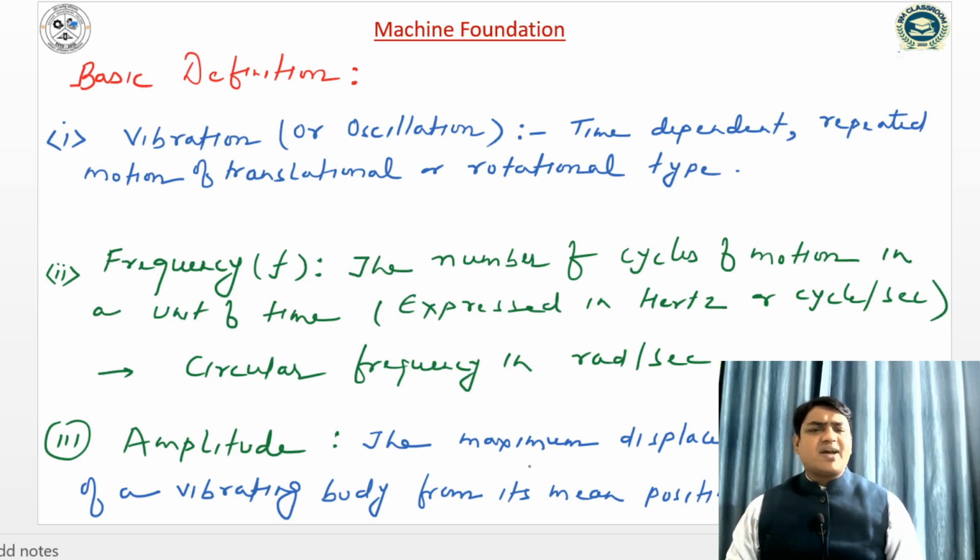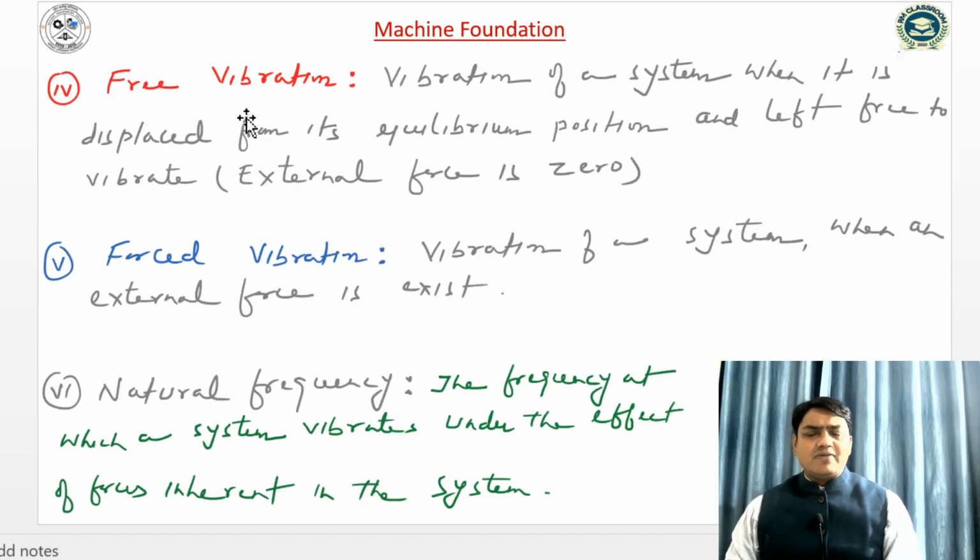Amplitude is the maximum displacement of a vibrating body from its mean position. Free vibration: in free vibration, the external force on the body is zero, and it is the vibration of a system when it is displaced from its equilibrium position and left free to vibrate. The external force is zero in the free vibration case, and an external force will exist in the case of forced vibration.